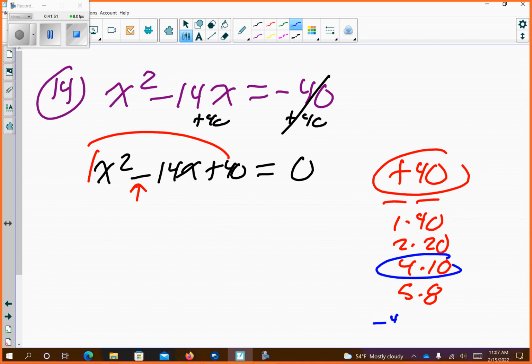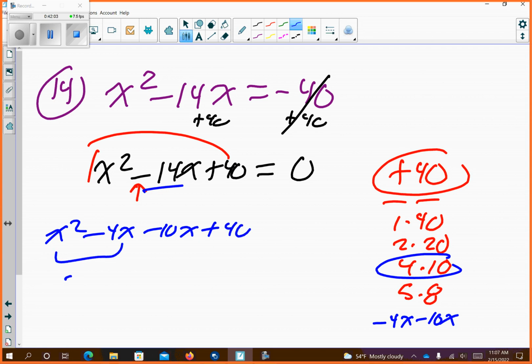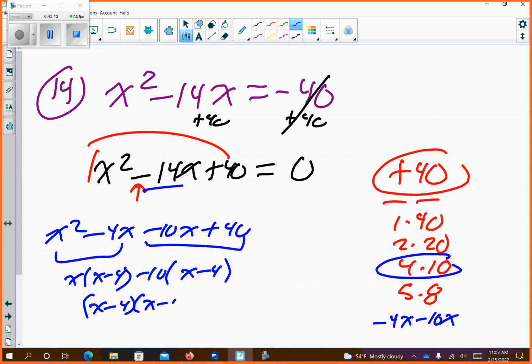So negative 4x minus 10x, that gives me the negative 14. Okay, so I'm going to get x squared, whatever order you want. Just make sure the sign comes along. I can factor out an x. That's going to be a negative 10 that comes out. So I'm going to get x minus 4 and x minus 10. But remember, it's equal to 0, so I want to bring that down.